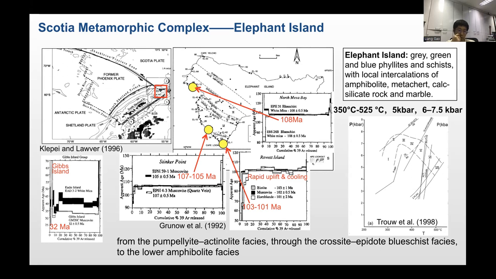It formed about 32 million years ago, and Elephant Island has experienced different degrees of metamorphism. From the north to the south of the island, the temperature increased and the pressure decreased.